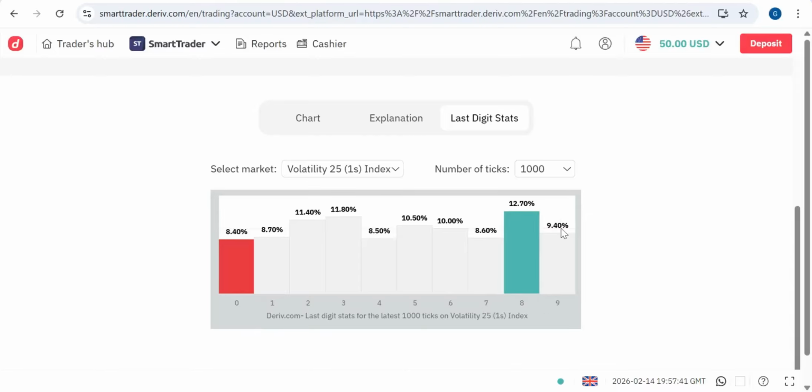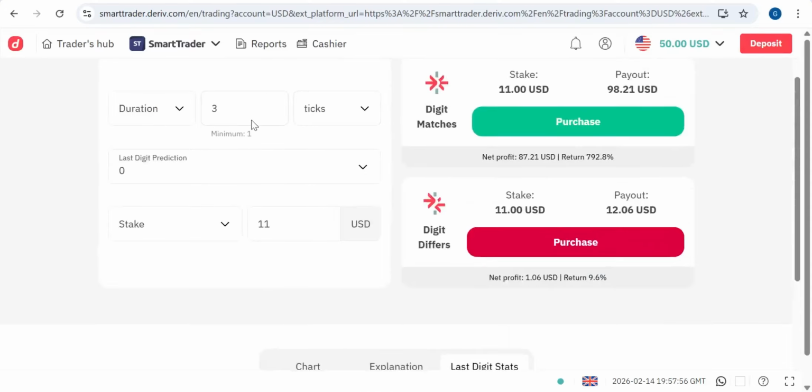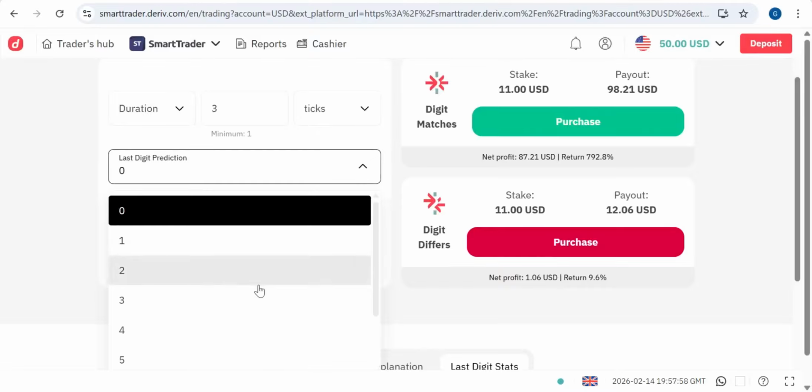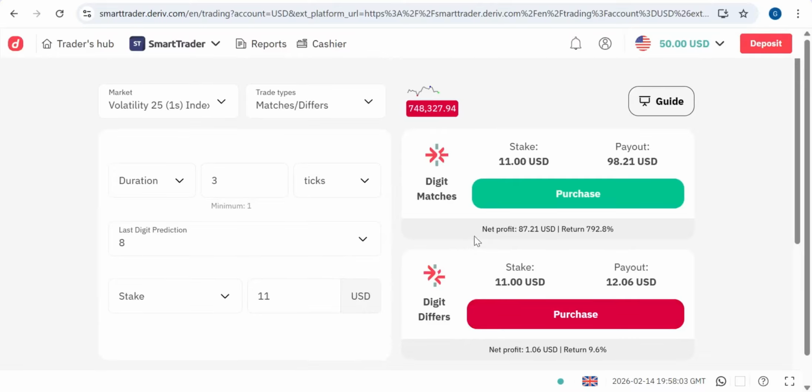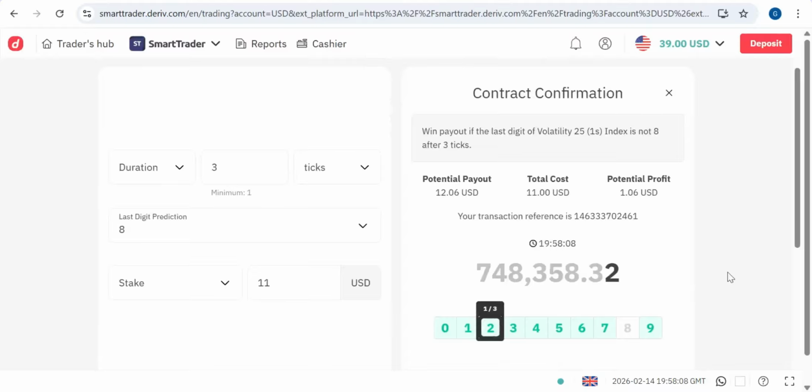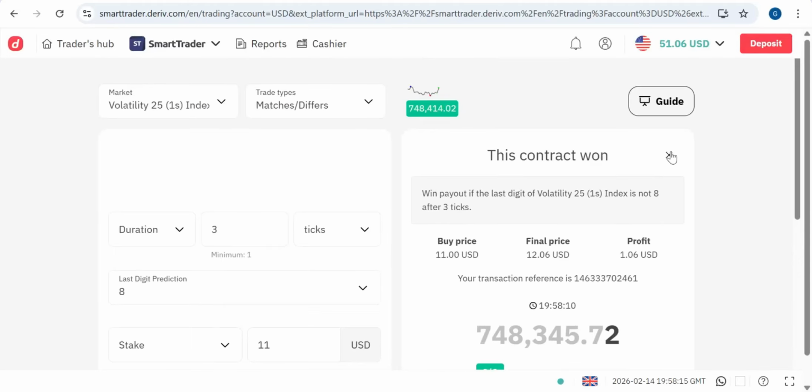So the higher the percentage, the more likelihood of that digit not coming through, as compared to the lower percentage. Which simply means in this case you're going to change here, you're going to put 8, because 8 is not usually coming. And you click on there, and there you go, and you win just like that. You have won. It ended on 2. The third tick ended on 2.